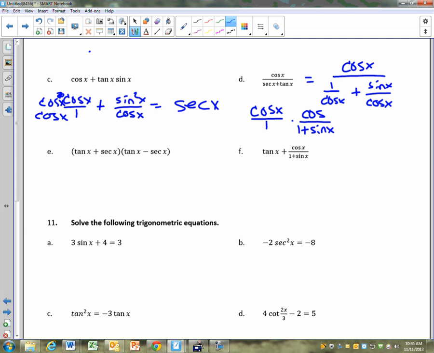Well, they don't. You get cosine squared. Now, instead of cosine squared, what could I write instead? 1 minus sine squared over 1 plus sine of x. And does 1 minus sine squared factor? Yep. 1 minus sine of x times 1 plus sine of x. And fuego, that's what we say in Spanish.